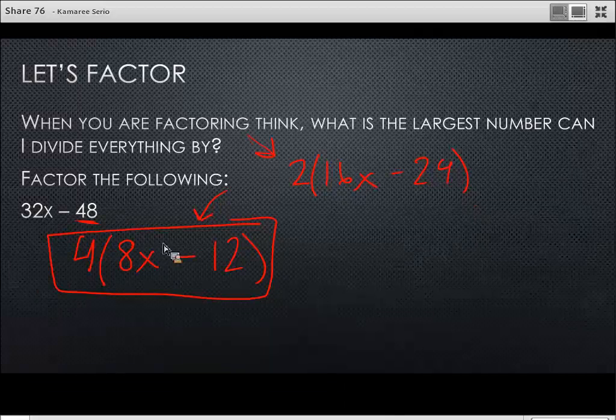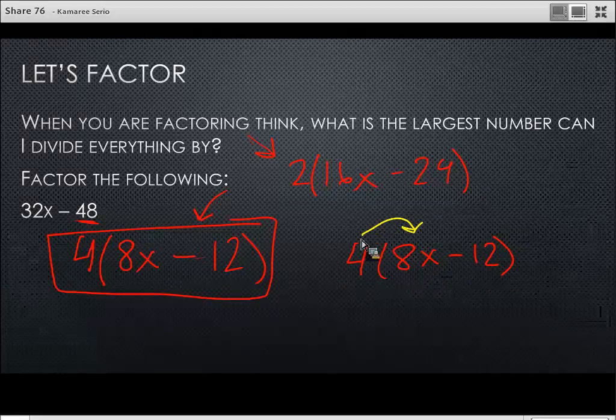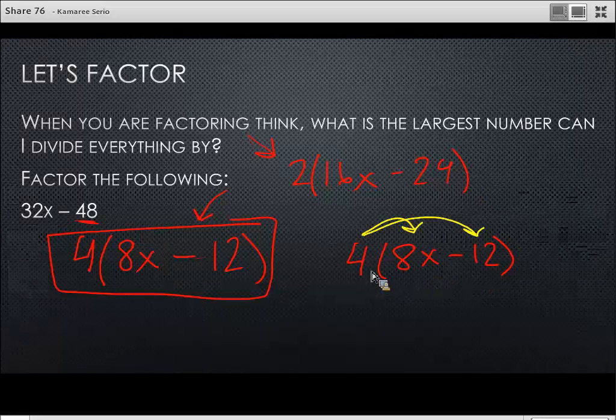Now for these answers, it's actually pretty cool because you can check your work easily. How you check your work here is you just distribute. So if I were to take this 4 and multiply it to everything inside, right?